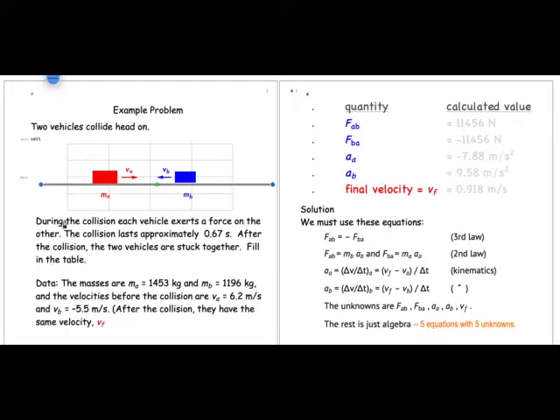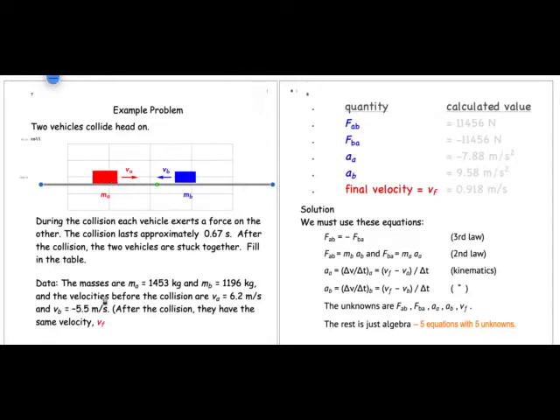During the collision, each vehicle exerts a force on the other. The collision lasts 0.67 seconds. After the collision, the two vehicles stick together. Then fill in the table. What's the force that A exerts on B? What's the force that B exerts on A? What's the acceleration of A? What's the acceleration of B? What's the final velocity of the two carts stuck together as they're moving after the collision?